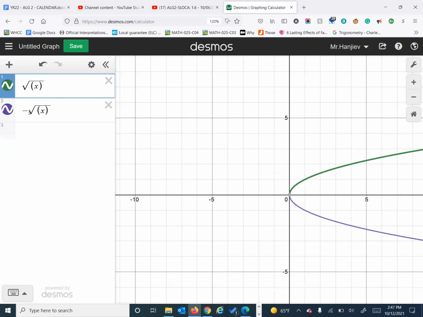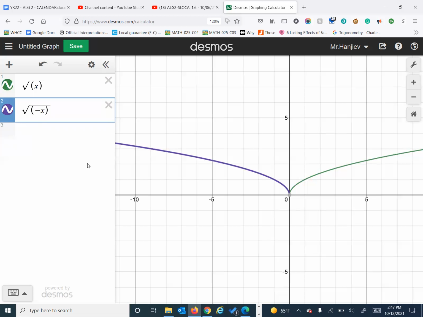But now the question becomes this: what happens if I were to reflect this? Let's get rid of this here. Put a negative inside this function. Whoa, hold on. If the negative is inside the function, what happens is it actually reflects it about the y-axis. So instead of the green line going out to the right, now we have a purple line going out to the left. How interesting.